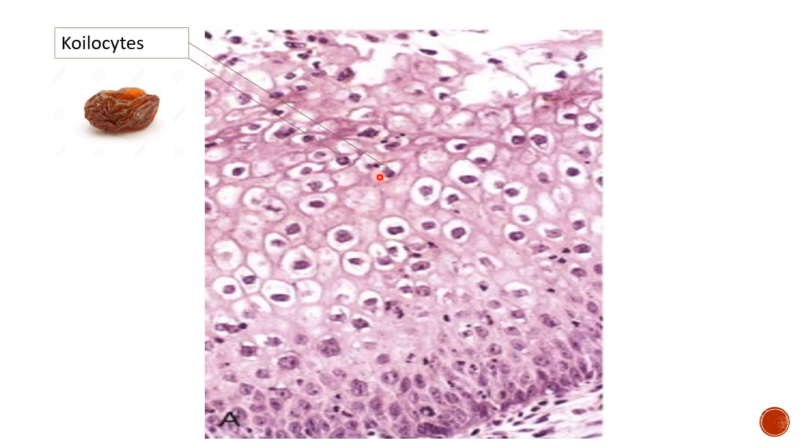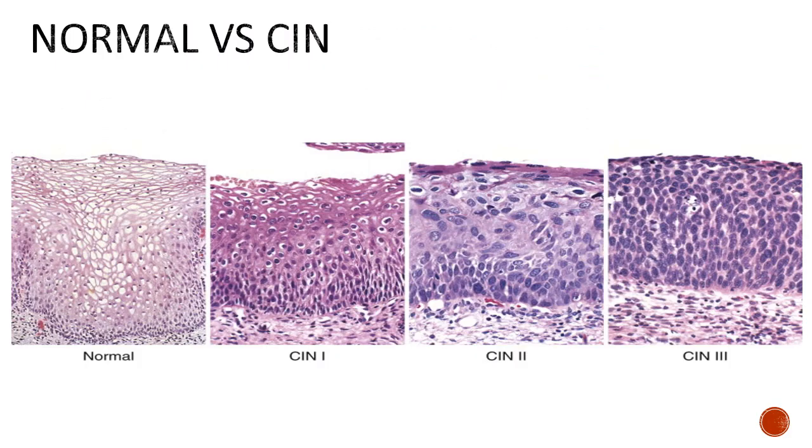The cells that contain lots of replicating virus will produce an appearance called coilocytic change. So these cells are called coilocytes, and they are concentrated in the superficial part of the epithelium, and they have characteristic enlarged but wrinkled nuclei. Sometimes people call it raisinoid, looking like raisins, and they also have perinuclear clearing or halo. So when you see this, you know that this is an HPV infected cell, as these are the characteristic changes.